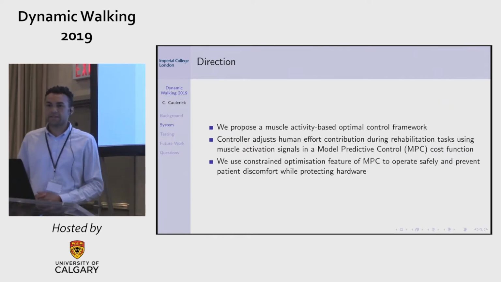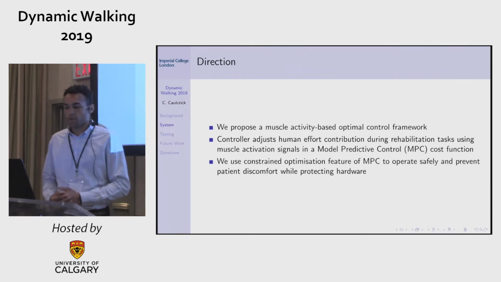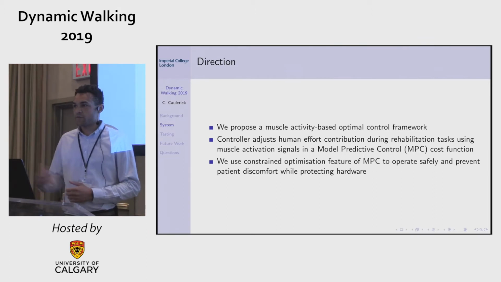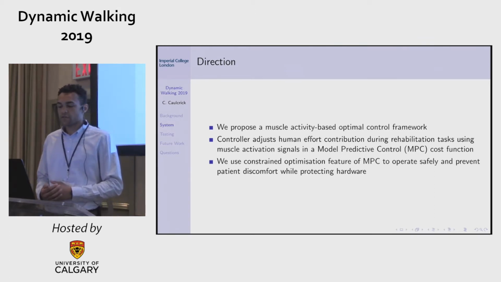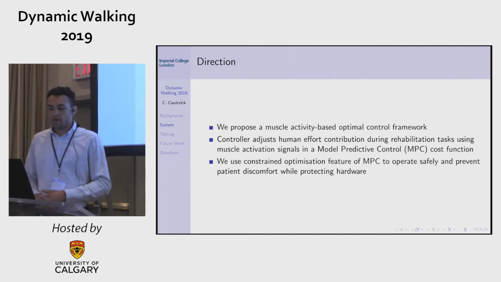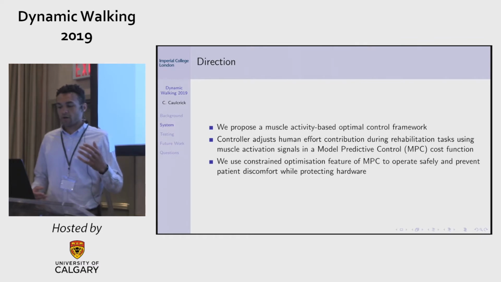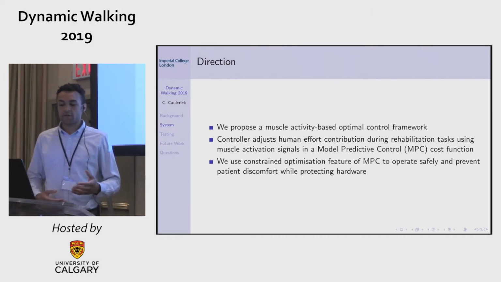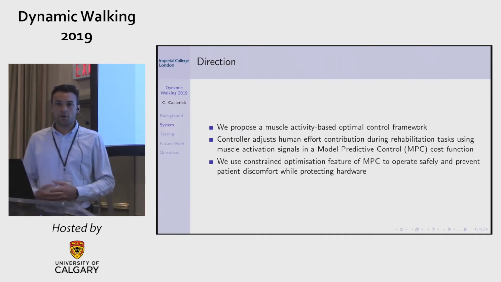So we propose a muscle activity-based optimal control framework. Our controller adjusts the human effort contribution during a rehabilitation task using muscle activation signals as part of the model predictive control cost function. We use the useful constrained optimization features of MPC to make sure that our system operates safely, prevents patient discomfort, and protects the system hardware.